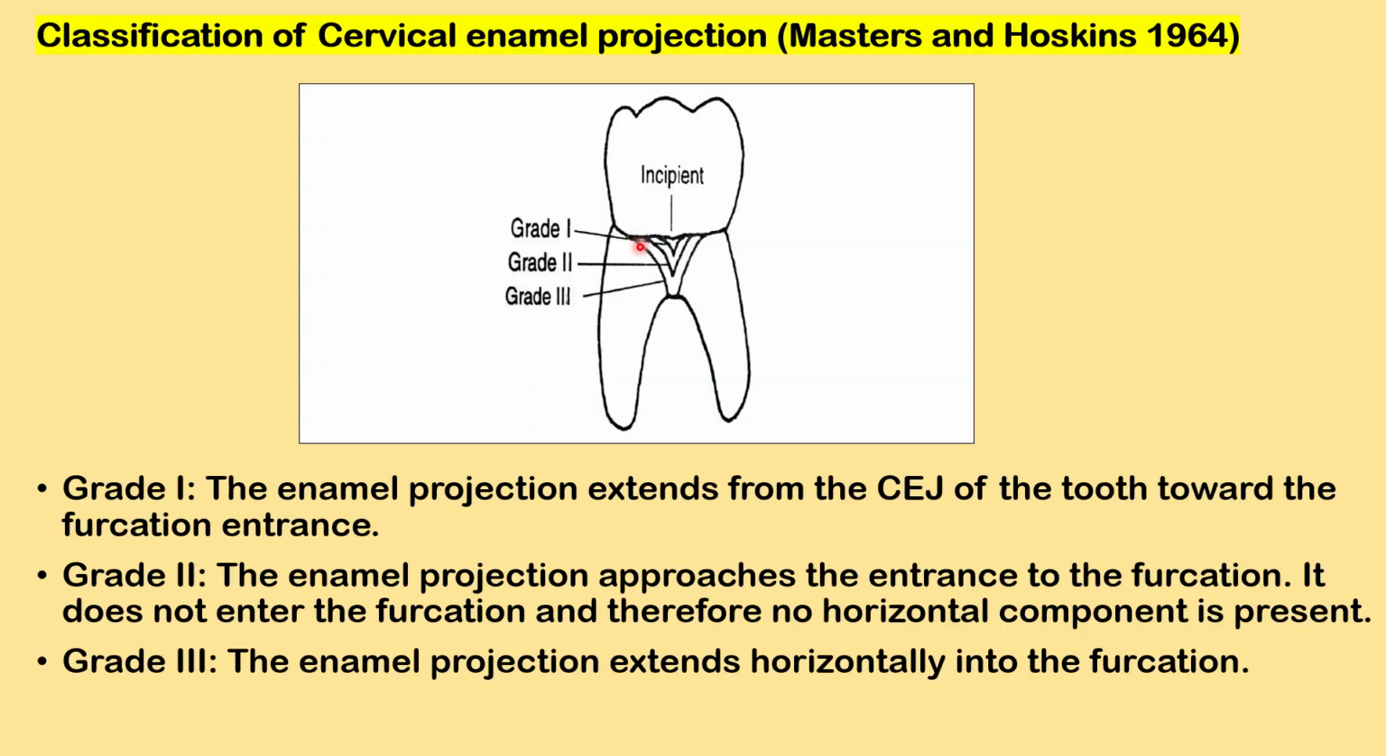Now coming to the classification of cervical enamel projection as given by Masters and Hoskins 1964. Grade 1 is the enamel projection extends from the cemento-enamel junction of the tooth toward the furcation entrance. Grade 2 is the enamel projection approaches the entrance to the furcation. It does not enter the furcation and therefore no horizontal component is present. Grade 3 is the enamel projection extends horizontally into the furcation.